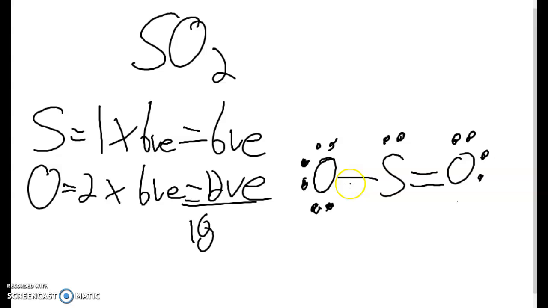So 2, 4, 6, 8. Check. Octet rule satisfied for oxygen. 2, 4, 6, 8. Octet rule satisfied for sulfur. 2, 4, 6, 8. Octet rule satisfied for the other oxygen. 2, 4, 6, 8, 10, 12, 14, 16, 18. Perfect. I'm done.